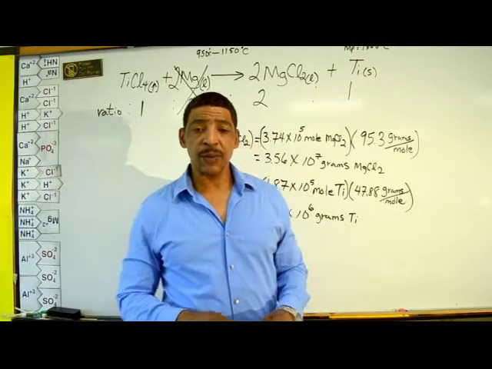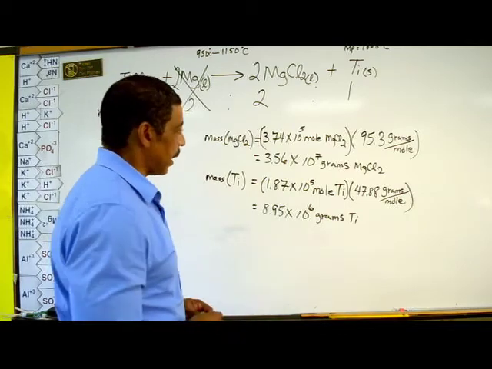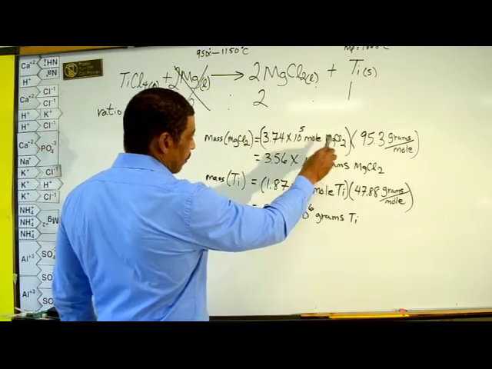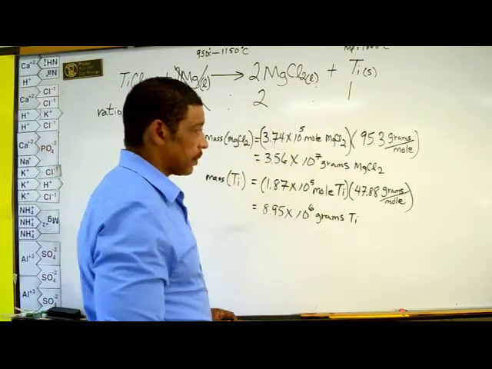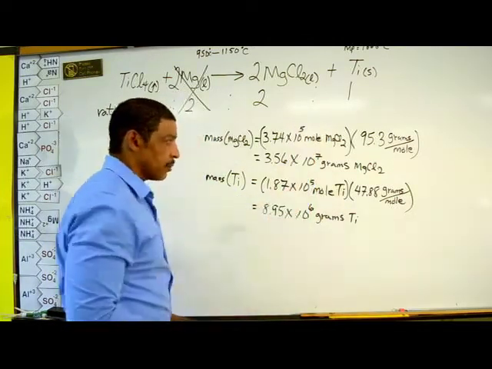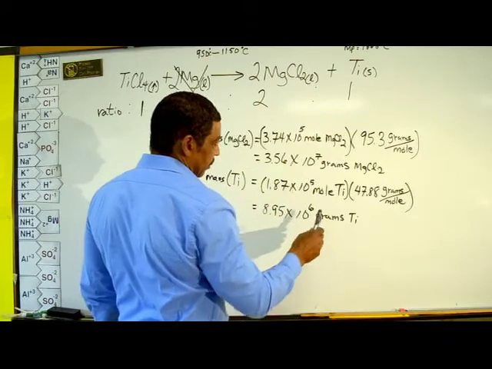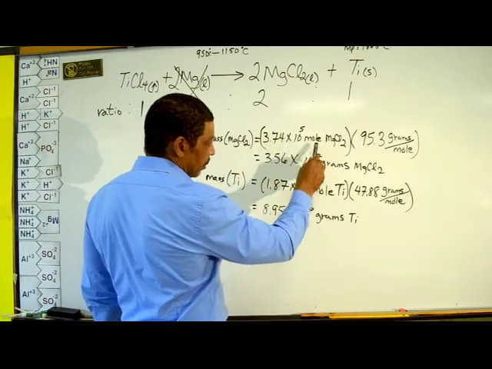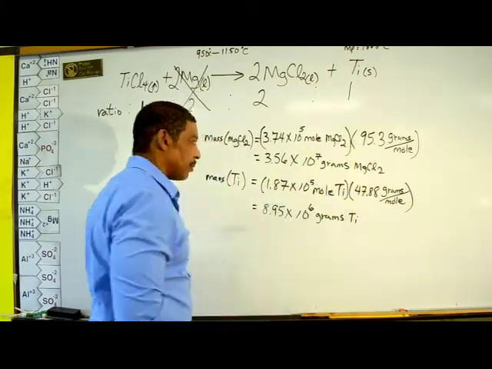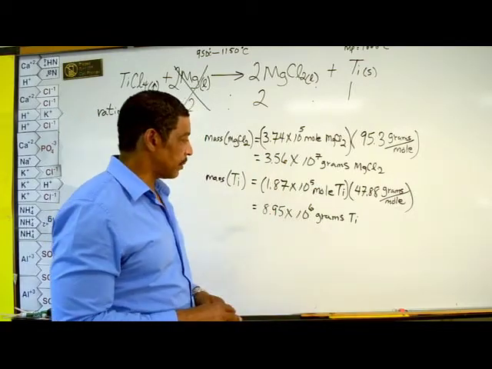Now let's determine the mass of each product formed based on the limiting reagent. It was determined that, based on the limiting reagent, 3.74 times 10 to the 5 mole of magnesium chloride should be formed, and 1.87 times 10 to the 5 mole of Ti should be formed. To determine the mass of each of the products, we multiply the moles times the molar mass. So multiplying 3.74 times 10 to the 5 mole of MgCl2 times this molar mass, which is 95.3 grams per mole, will equal 3.56 times 10 to the 7 grams of magnesium chloride.